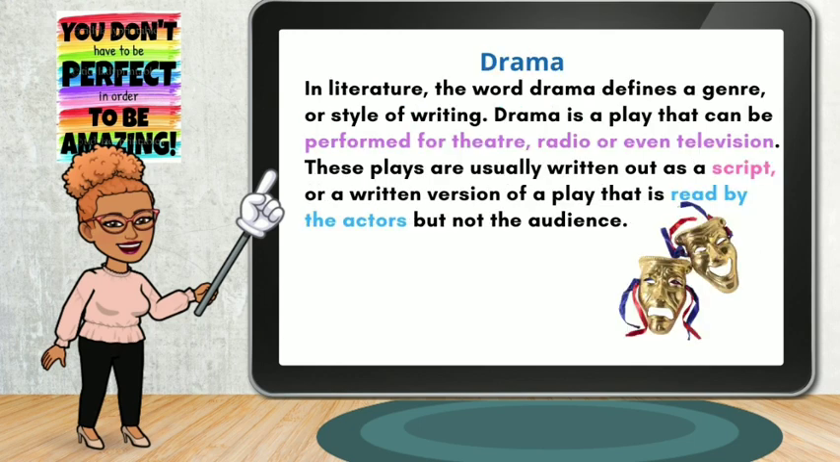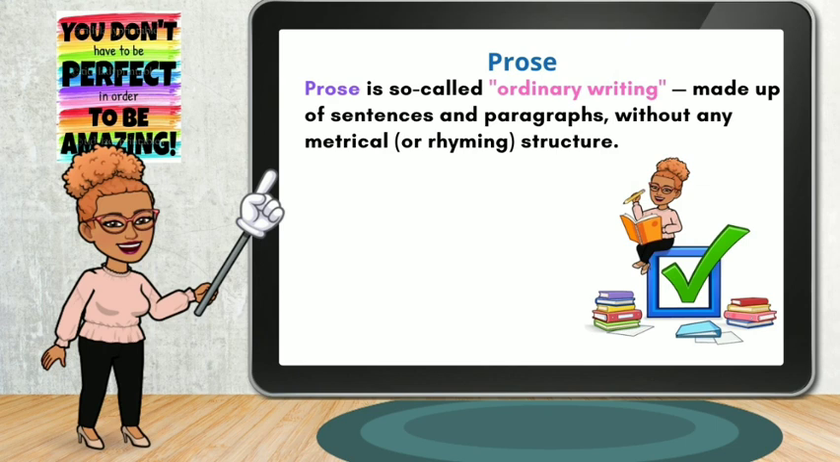Drama. In literature, the word drama defines a genre or style of writing. Drama is a play that can be performed for theater, radio, or even television. These plays are usually written out as a script, or a written version of a play that is read by the actors but not the audience. Prose. Prose is so-called ordinary writing, made up of sentences and paragraphs without any metrical or rhyming structure.